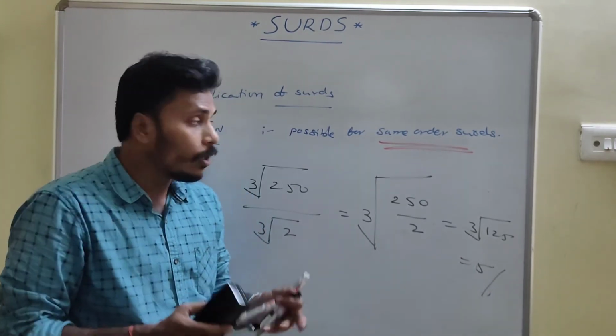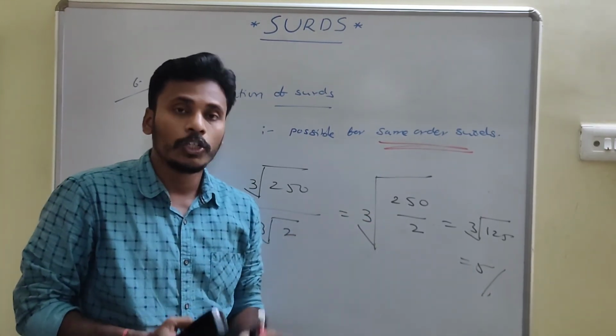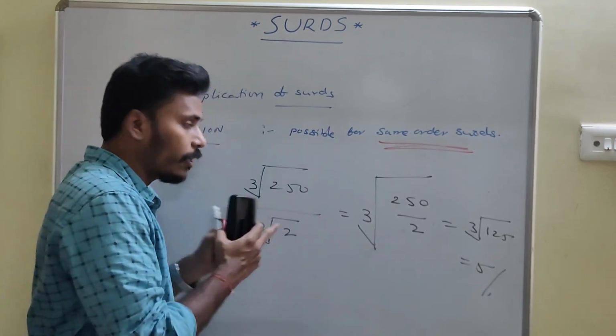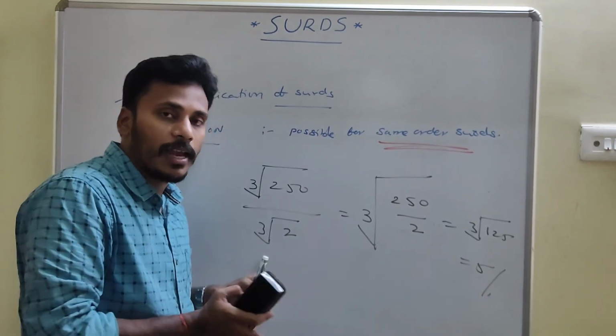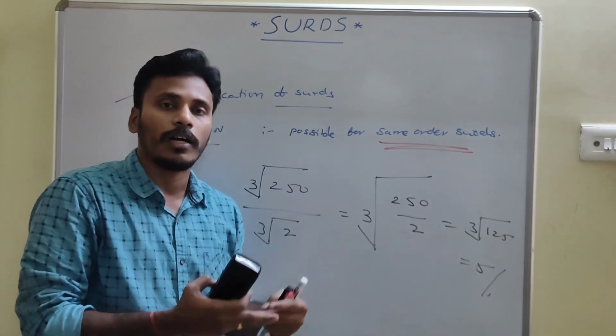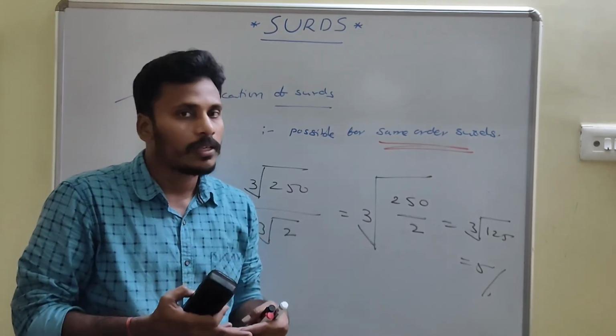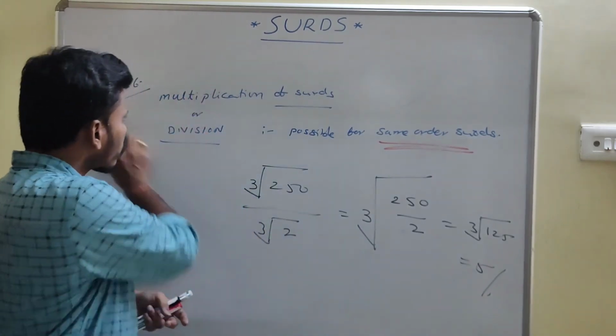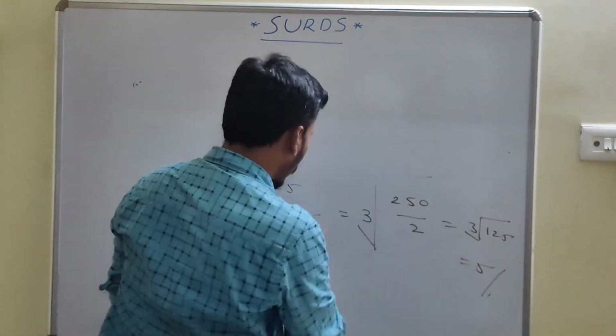So at the end, what I conclude is that multiplication and division of surds is possible only if the surds are of the same order. So first confirm the order. If the order is the same, you just directly do division and directly do multiplication. Otherwise, you try to convert the given surds into surds of the same order. So this is about the multiplication and division of surds.